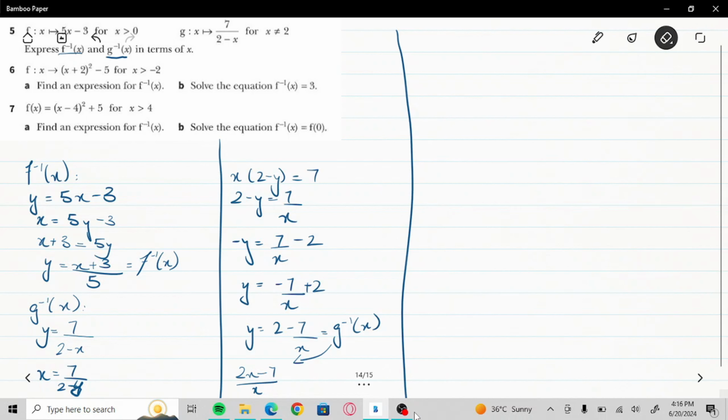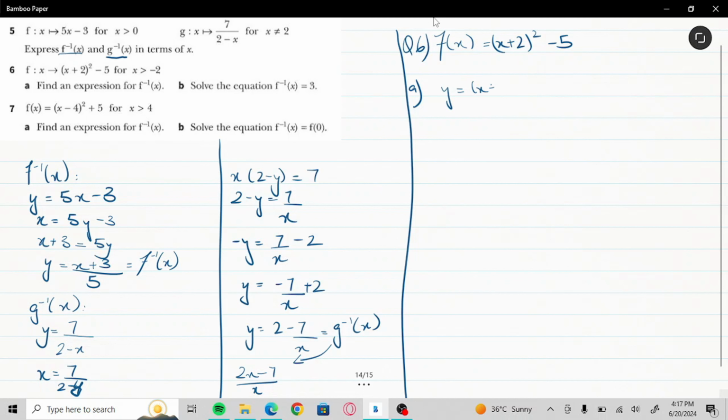The next question we have, question number 6, tells us that f(x) is equal to (x plus 2) whole squared minus 5. Now we have to find the inverse of this function. So let's concentrate on part A only. It's going to become y is equal to (x plus 2) whole squared minus 5. Interchange the x and y values: x equals (y plus 2) whole squared minus 5.